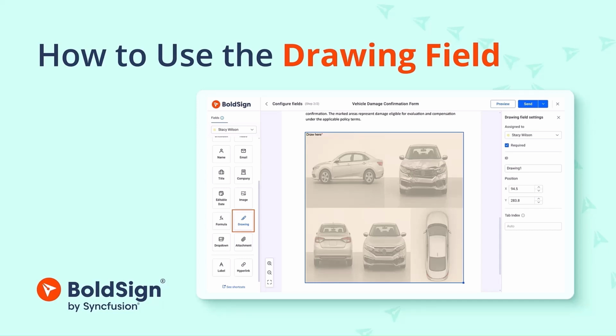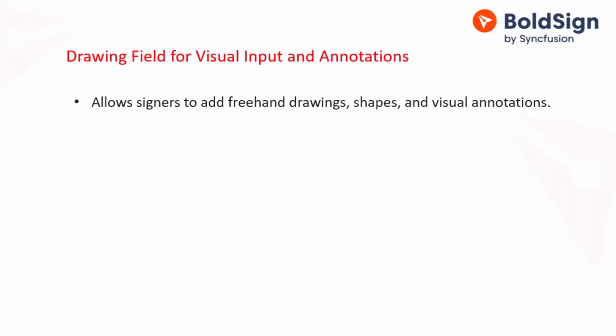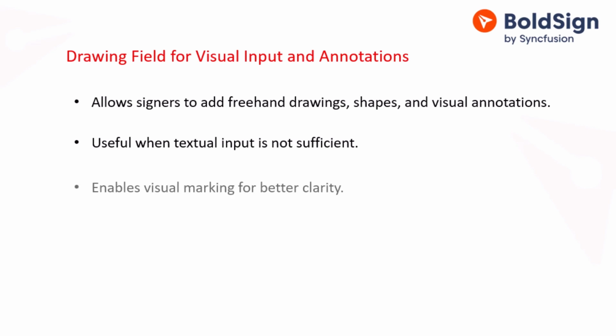In this video, you'll learn how to use the drawing form field in BoldSign to capture clear visual annotations that get embedded in the final signed document. The drawing form field in BoldSign allows signers to add freehand drawings, shapes, and visual annotations directly within a defined area of a PDF document. This feature is useful when textual input is not sufficient and visual marking is required for better clarity.